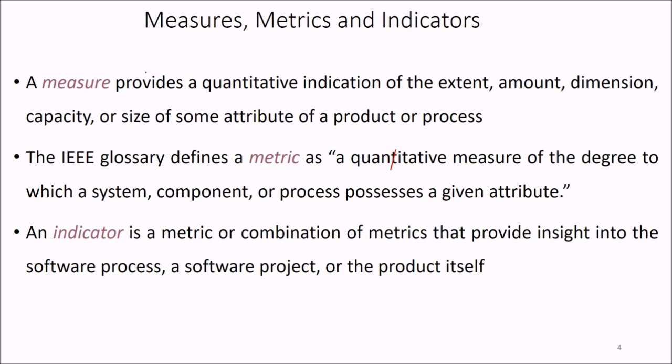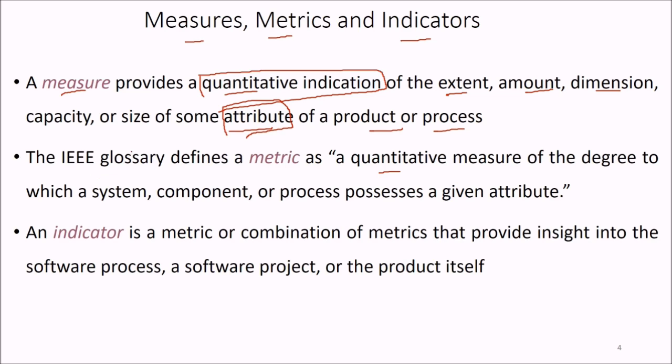What do we mean exactly when we say measure or metric? Why are we not saying measure only? Why are we talking about metrics or indicators? So measure provides a quantitative indication of the extent, the amount, the dimension, the capacity, or the size of some attribute of a product or a process. Not about the product, we're talking about the attribute or a property or the characteristic of a product.